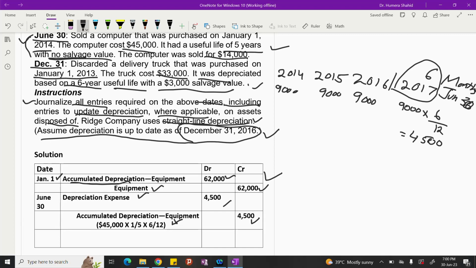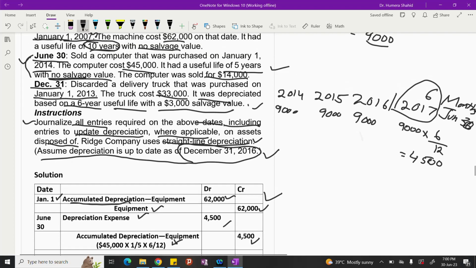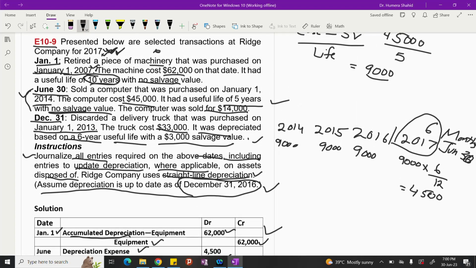In order to record the sale, I want to see whether I have a gain or loss or nothing by selling this computer. So how would I know? The way is to compare the sale value with the book value. If the sale value is greater than the book value, you have a gain. If the sale value is less than the book value, you have a loss. Right? So let's check this for this computer. I need to calculate the book value for this comparison, because the sale price I know is 14,000, right?